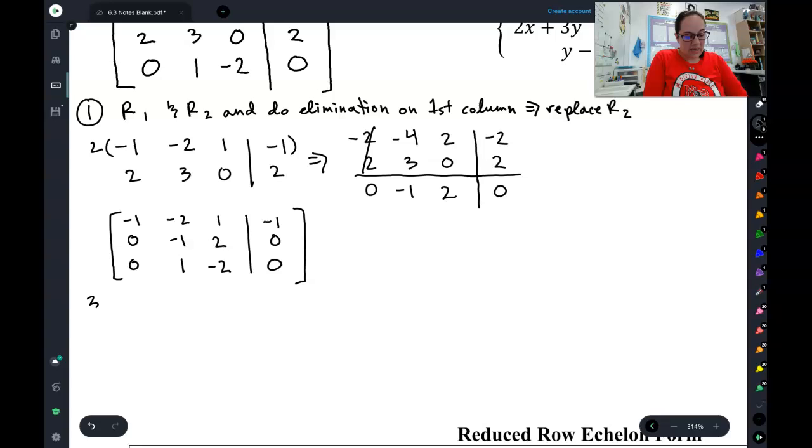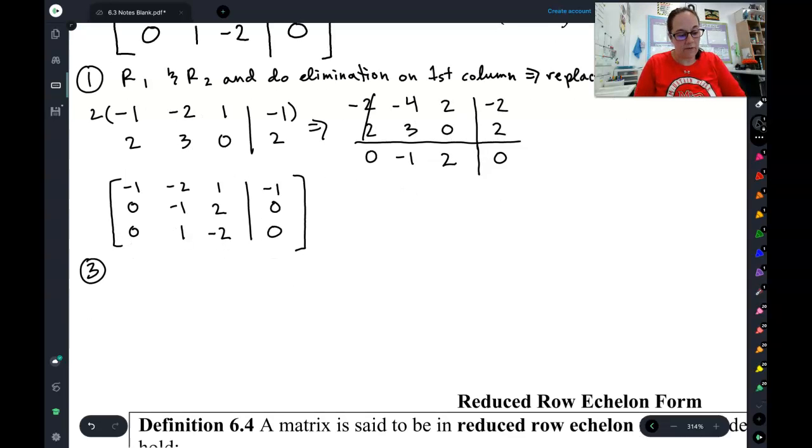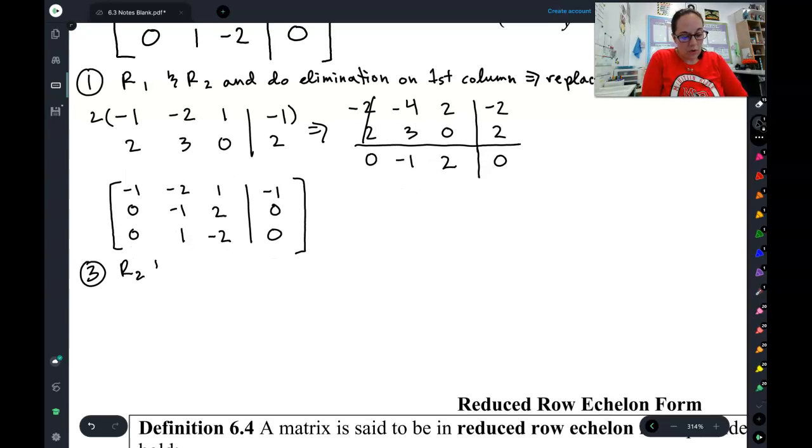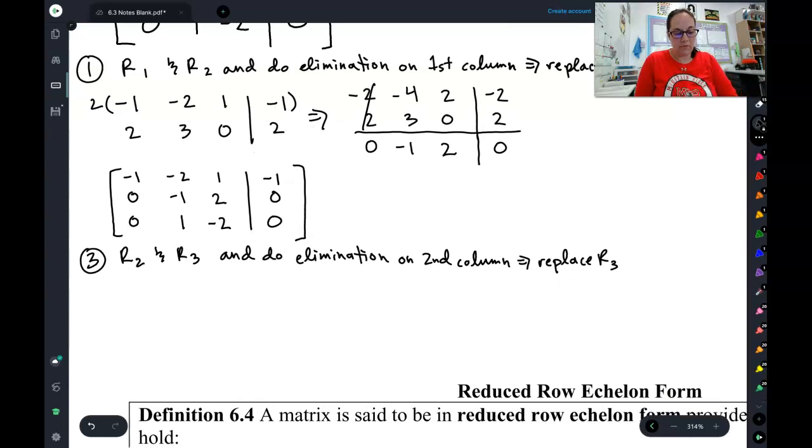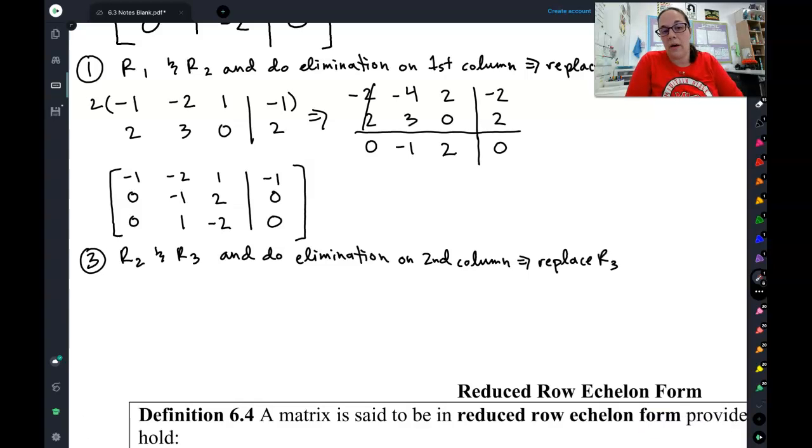So I'm going to skip to step 3 from our first video, which is where we did row 2 and row 3. And we did elimination on the second column. And we replaced row 3 with that answer. So pause the video, try this one, take row 2 and row 3, do elimination on the second column so that you can replace row 3 with that answer, and then come back and check your work.